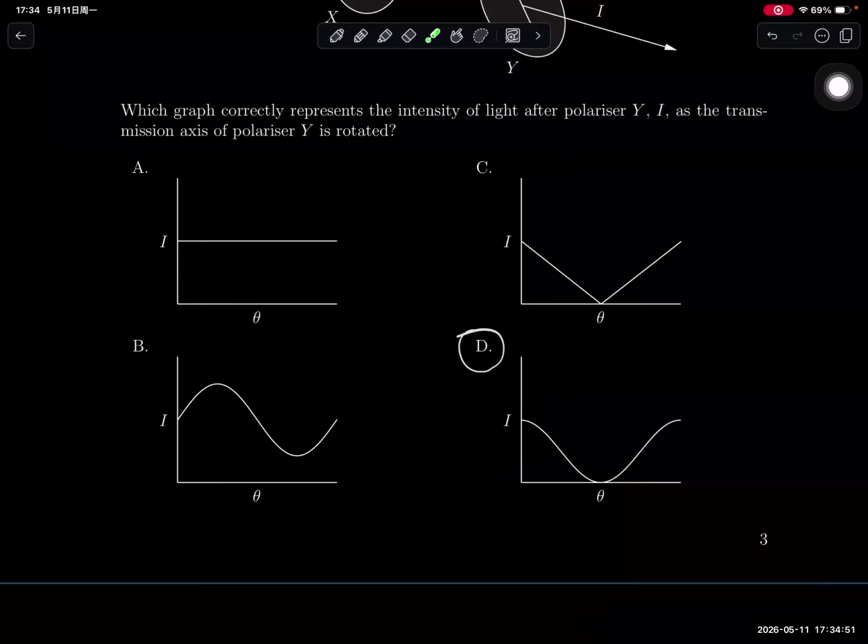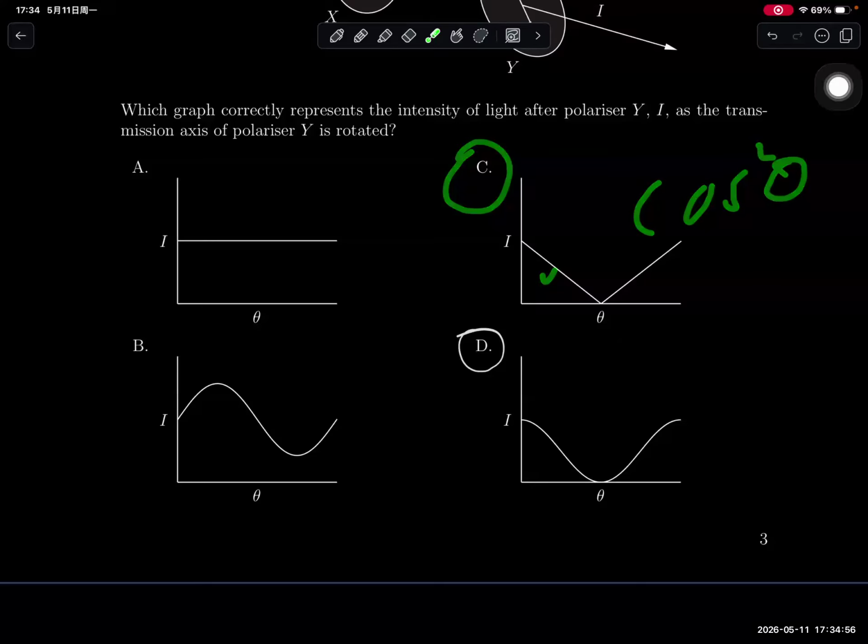It's not going to be C, all right? Because a cosine square function is still like a sinusoidal wave.